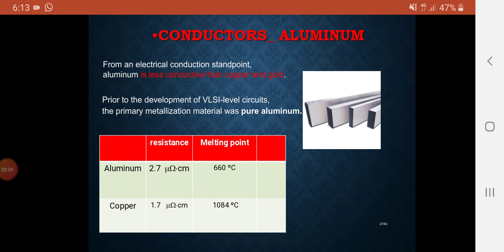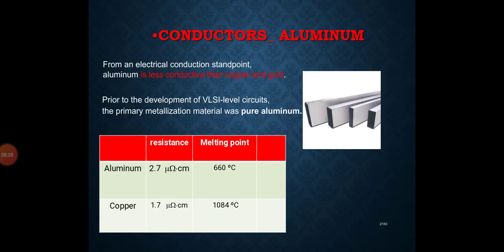Prior to the development of VLSI level circuits, the primary metallization material was pure aluminum. Like we compare below, aluminum and copper with respect to resistance and melting point. Aluminum has a resistivity of 2.7 micro ohm centimeter, and copper is 1.7 micro ohm centimeter, while aluminum's melting point is less than copper. The aluminum melting point is 660 degrees centigrade, while copper has 1084 degrees centigrade.